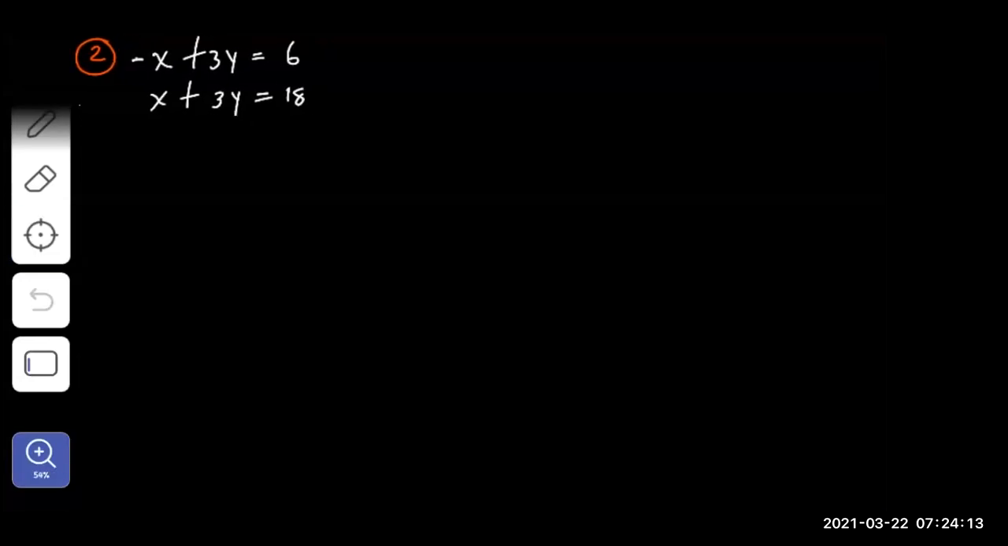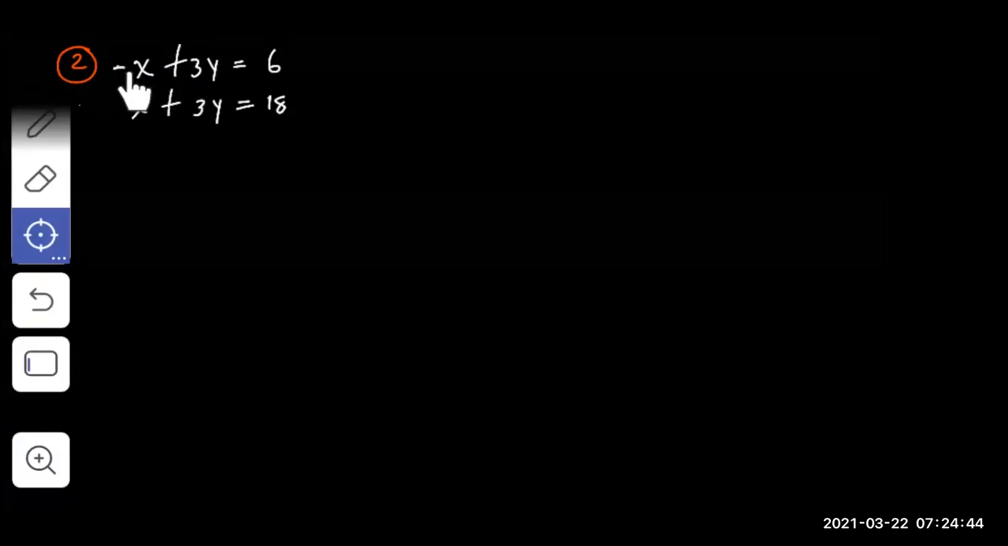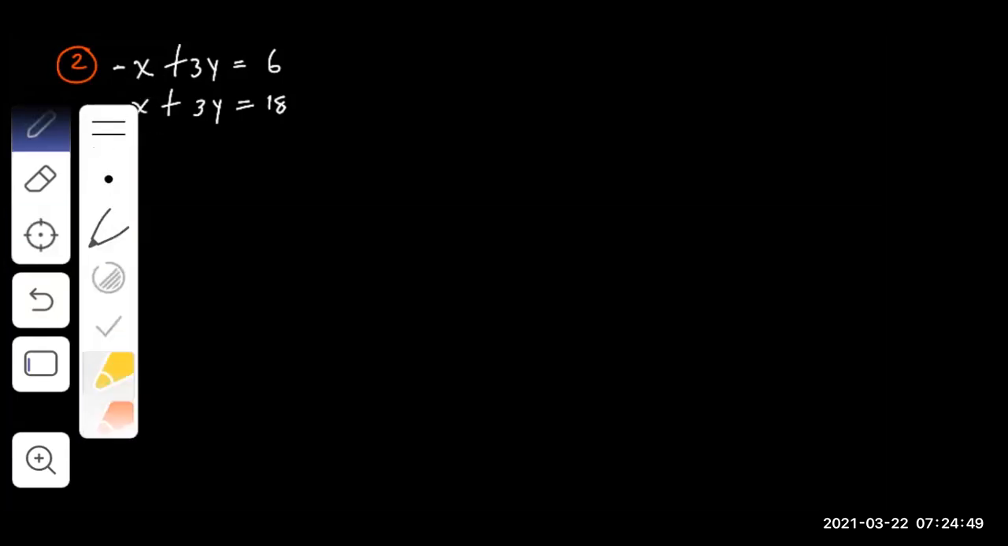Again, you will have to get a target variable, which is the one that you're going to eliminate. Which one, guys? X or y? Which is the most suitable variable you can eliminate, and why? X. Why not y? Because both are positive. If I add it, I get positive 6y. Excellent. And this one is already negative and the other is positive, and I have the same quantity. Excellent. Good point, guys.